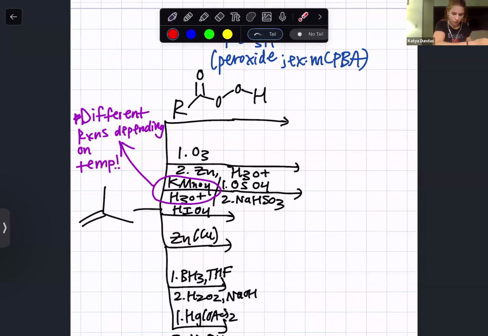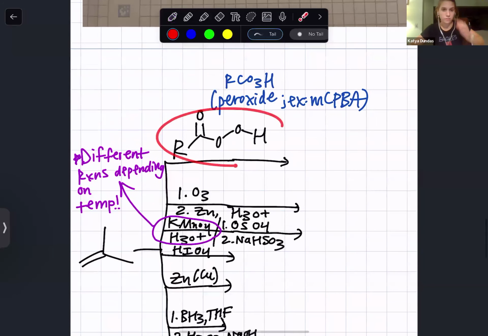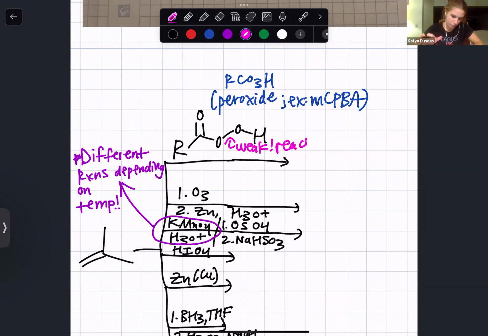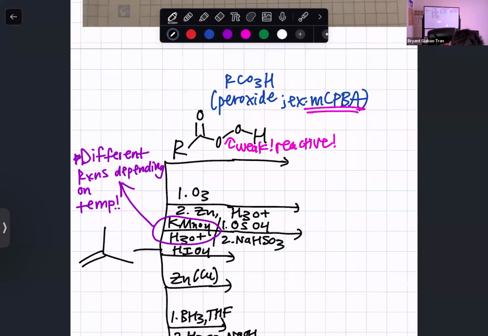When you see this carbon here that almost looks like a carboxylic acid, but it's not. It's a peroxy acid, because you see this really weak bond between the two oxygen atoms here. When you see that bond, that's very weak and reactive. A common peroxy acid that you might see is mCPBA. What that will do is create an epoxide from an alkene. So this is our alkene right here. Our epoxide will look something like this.